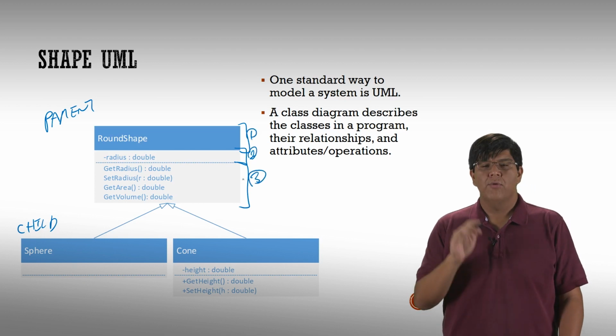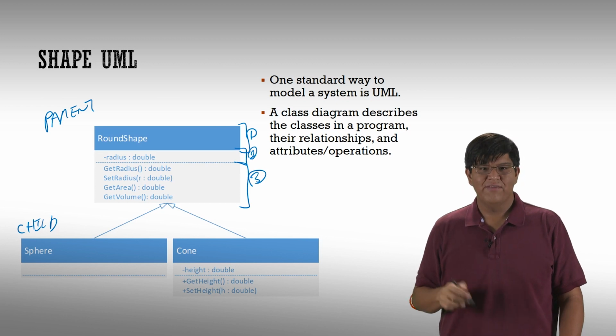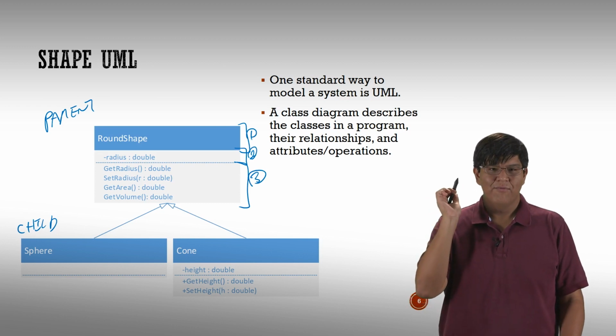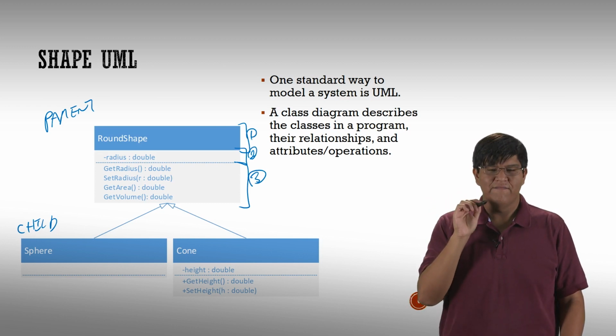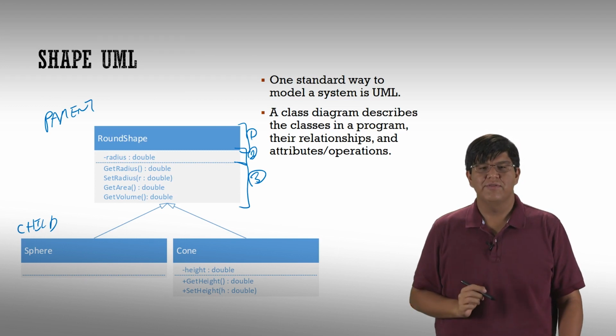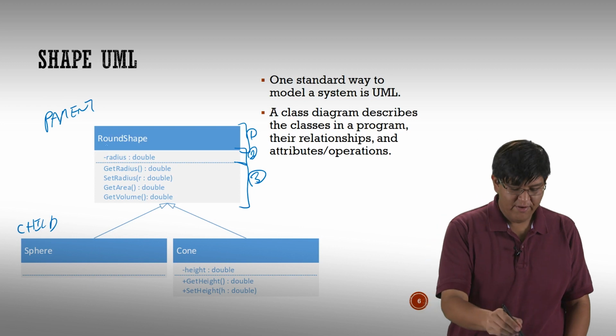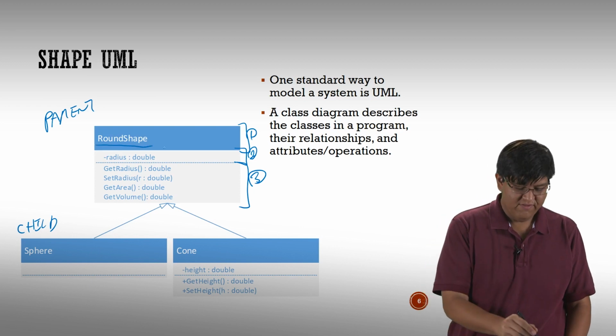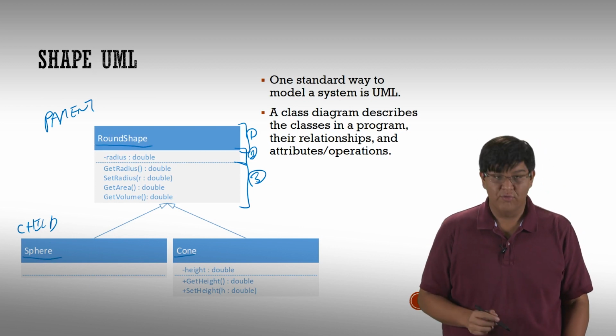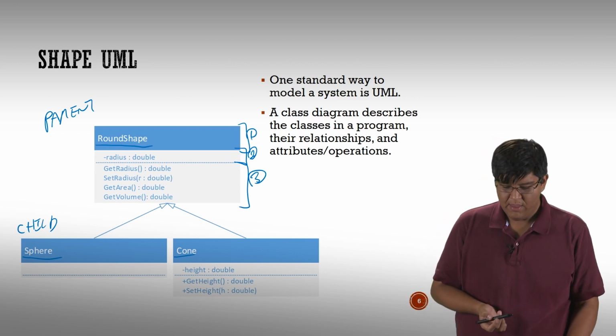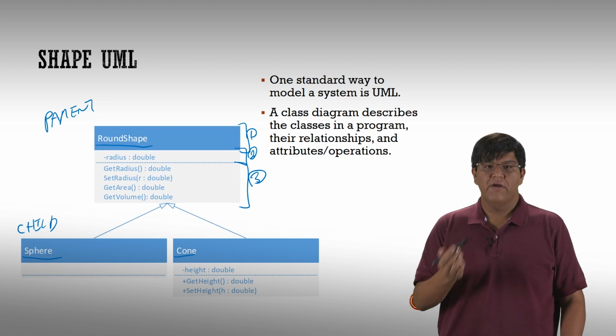All right, so this is supposed to be a review for you guys. You should have seen this before. What is the contents of that first area, the one that's marked 1? What is being shown there? What's being shown there is the name of the class. So first of all, we have RoundShape. We also have Sphere and Cone. Those are the names of my classes. Sphere is a child class of RoundShape.